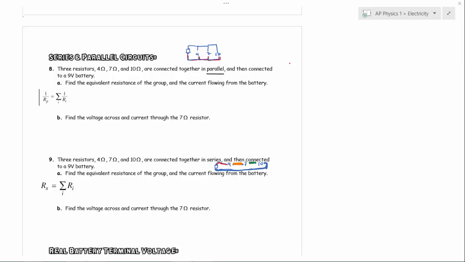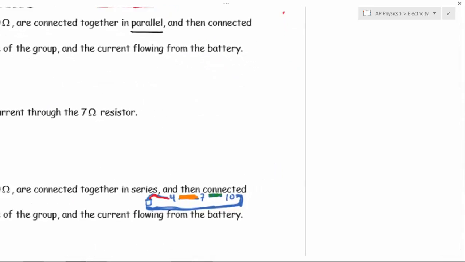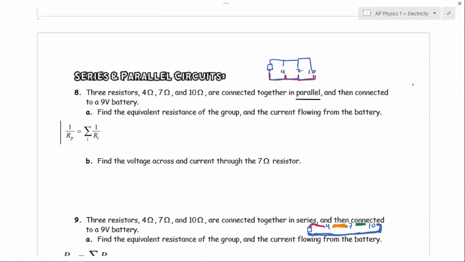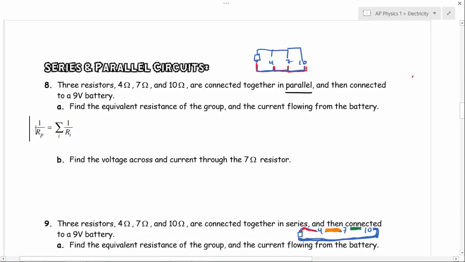In this video I'm going to show you some simple example problems using a series or a parallel circuit. So I'm going to look at examples 8 and 9 from that handout. It says three resistors, a 4 ohm, a 7 ohm, and a 10 ohm resistor are connected together in parallel, and then we connect these to a 9-volt battery.